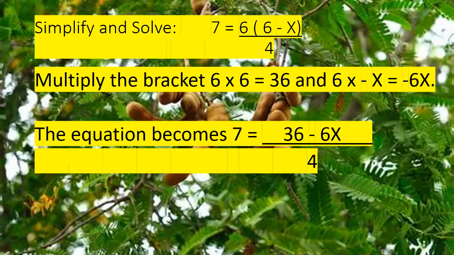And the next one, 7 equals 6(6 minus x) divided by 4. So we have to multiply out the brackets. So 6 times 6 equals 36. And 6 times minus x equals minus 6x. So the equation becomes 7 equals 36 minus 6x over 4.